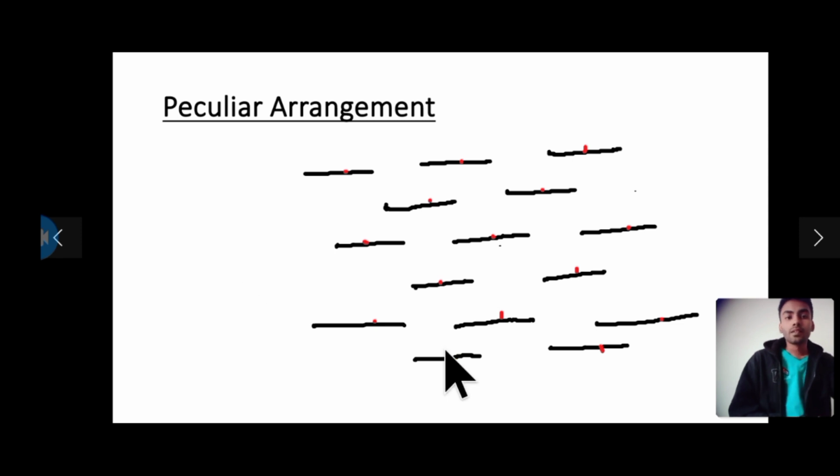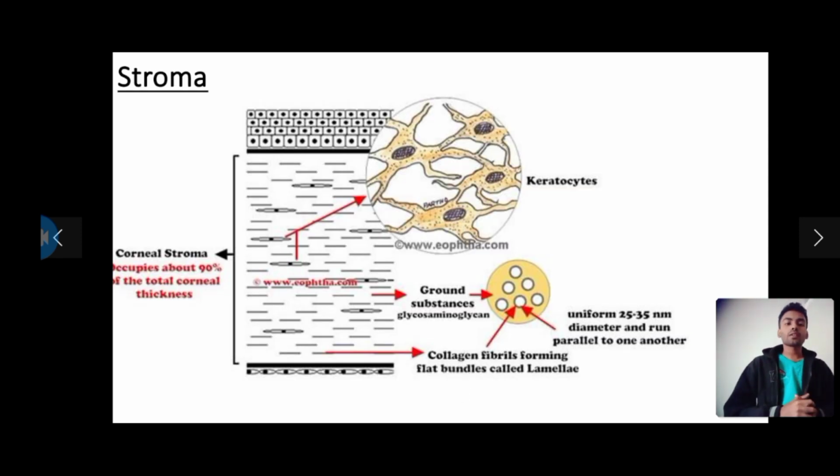We have already said that there are different cells which are embedded in these ground substances. So what are the cells? The keratocyte cells. You have seen these are the keratocyte cells. This is the nucleus of the keratocyte cell, and there are different elongated processes of these keratocyte cells. These keratocyte cells are 2 to 4 millimeter long, and they produce these collagen fibrils during embryogenesis and when the cornea is injured.